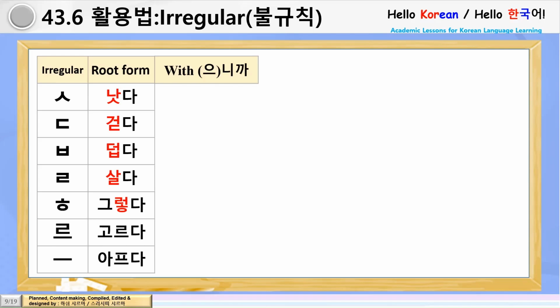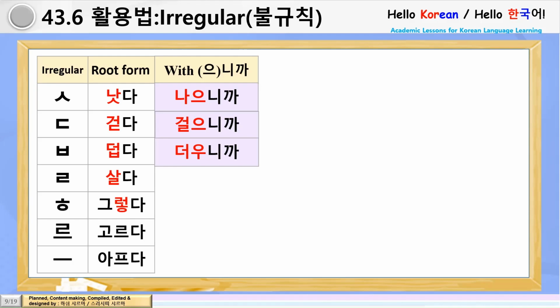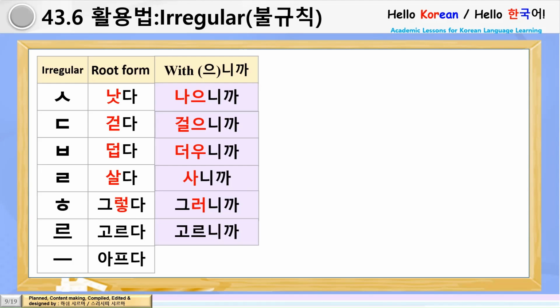See, root form is natta. With the natta sa pachim, what will happen? It will be na unika. Sa will be dropped and still we have to add unika. Number 2, harunika. Can you tell me number 3, thopta? Majayo, tha unika. Salda, stanika. Krotha, kronika, and the last two are having the regular conjugation. Koruda will be korunika and appuda will be appunika.